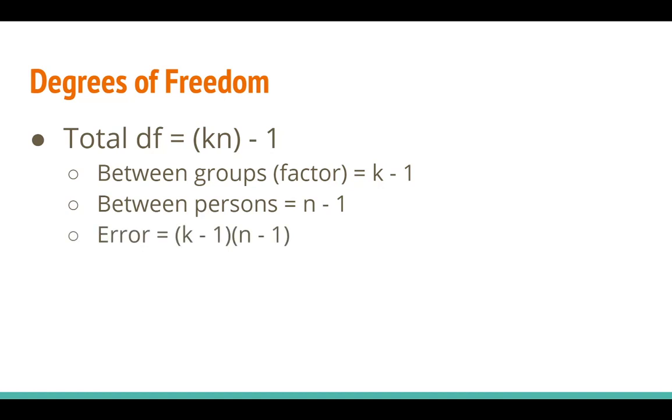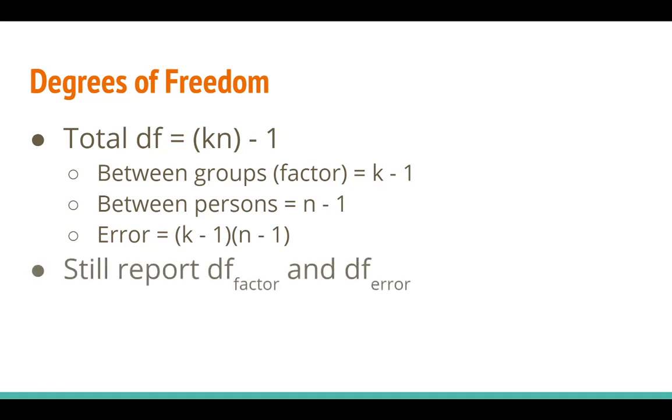And then the error degrees of freedom, which you do need, is K minus 1 times N minus 1. So if we had 3 groups and 50 participants, you would take 3 minus 1, which is 2, and you would multiply that by 50 minus 1, which is 49, and you would get 98 degrees of freedom. Again, you don't have to hand calculate these. SPSS will do it for you. I just like to give you the equations for those of you who care. But we still report the degrees of freedom factor and the degrees of freedom error. Now in a one-way ANOVA, they were called between and within degrees of freedom, but now they're called factor and error.